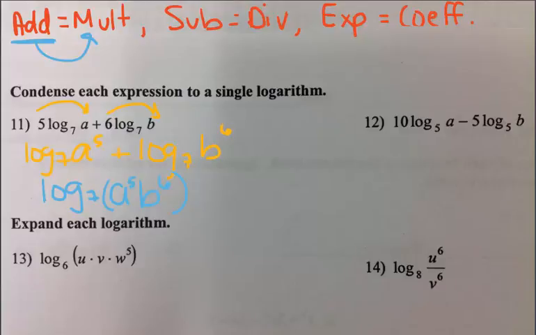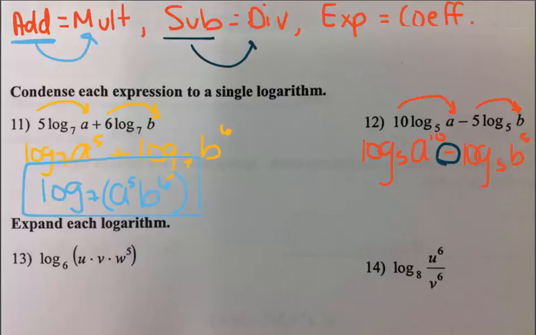But anyways, we're going to multiply them together. So instead of saying a to the 5th, b to the 6th, we're going to multiply them, and we have one log base 7 now. And we're going to do the same thing with number 12. I see some coefficients. They got to get bumped back. So I have log 5 of a to the 10th minus log 5 of b to the 5th. And we just want one log base 5. But subtraction is division. So that's how we're going to have to write it. Log 5 of a to the 10th over b to the 5th. We smash it back together. It makes it a lot easier than having all of those pieces.